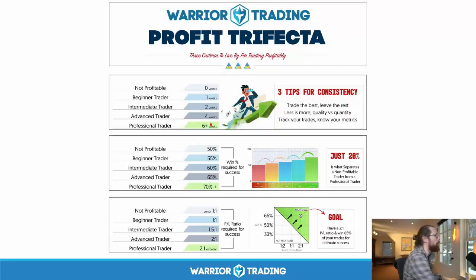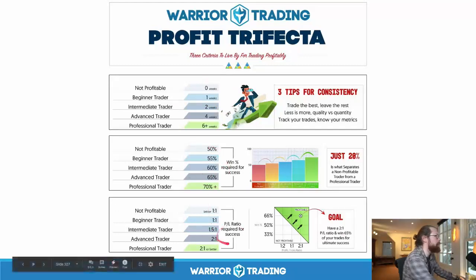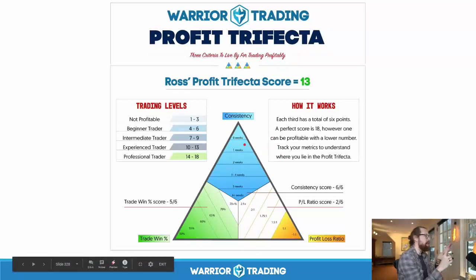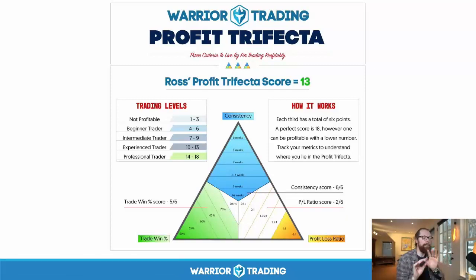So if you have 4 or 5 out of 6 weeks, you're doing pretty well. But if you're green only 1 out of 6 weeks, your consistency is very low. Of course, you don't get consistency without first getting accuracy and profit-loss ratio, but consistency is a good measuring stick because in the profit trifecta, each category of consistency, accuracy, and profit-loss ratio gets up to 6 points.